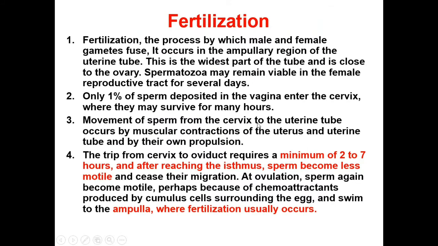So the movement of the sperm from the cervix to the uterine tube occurs by the muscular contraction of the uterus and uterine tube and by their own propulsion. The trip from the cervix to the oviduct, another name of the uterine tube, requires a minimum of 2 to 7 hours, and after reaching the isthmus the sperm become less motile and cease their migration. At ovulation, sperm again become motile, perhaps because of the chemoattractant produced by the cumulus cells surrounding the egg. So the sperm swim to the ampulla where fertilization usually occurs.